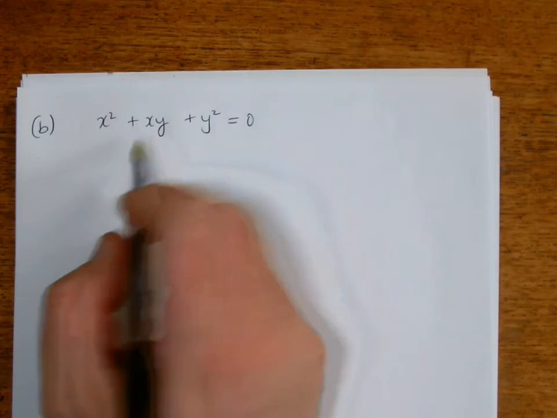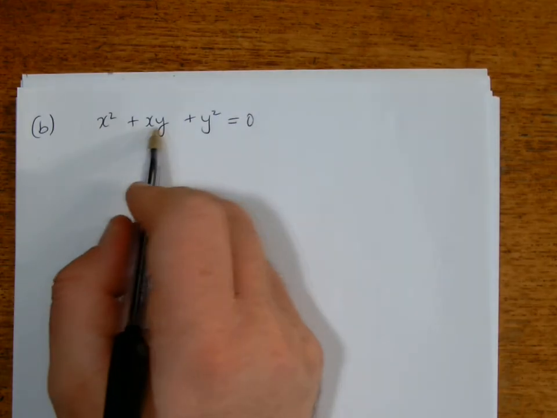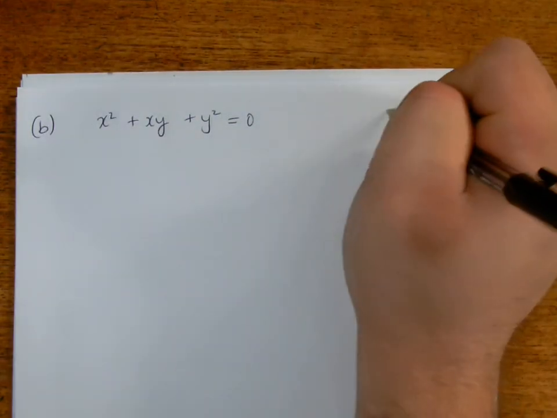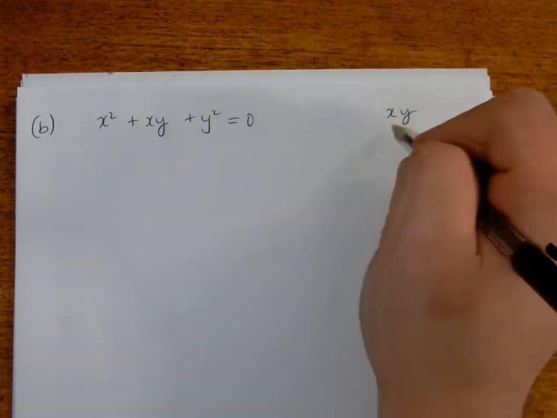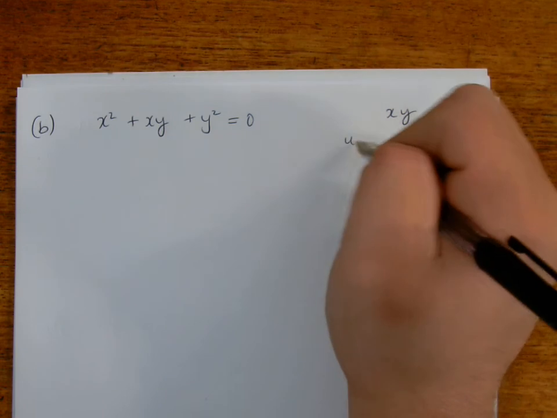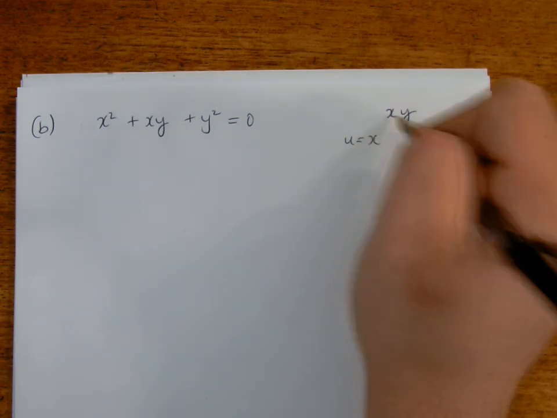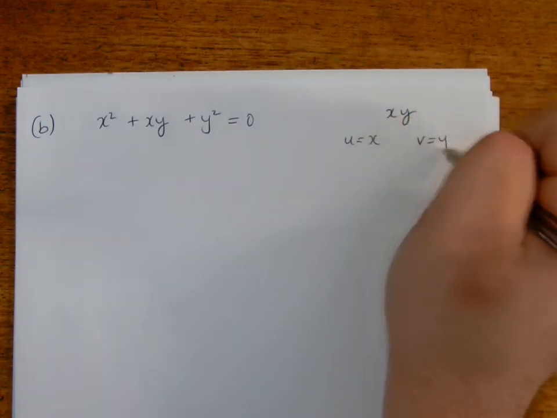Okay, so with b, notice we've got a product there in the middle. So you just write it on the right hand side here, and we apply the product rule. So u is the first term there, so u is equal to x, and v then is the second term, which is y.